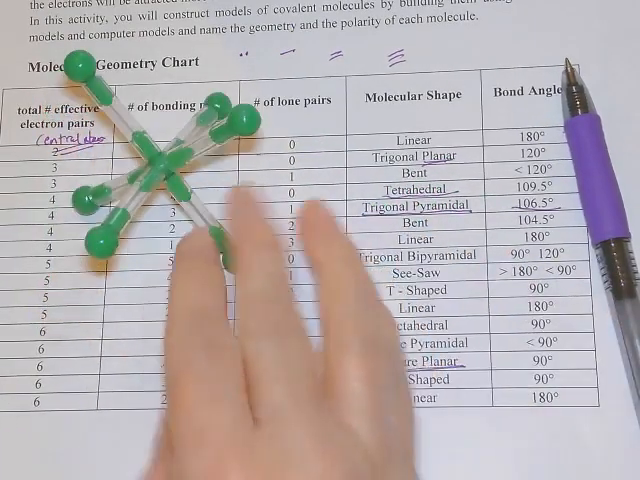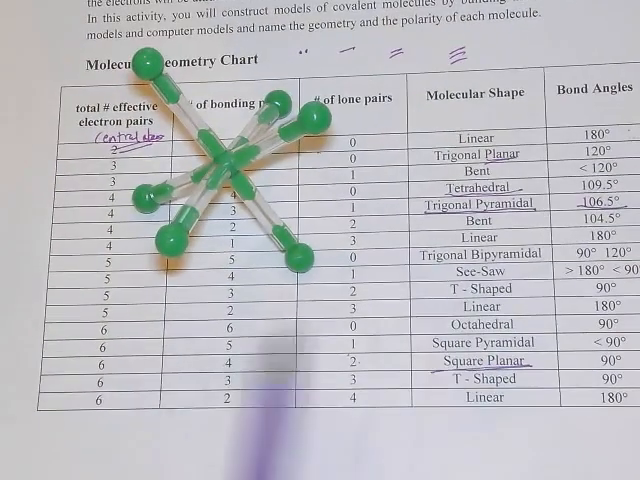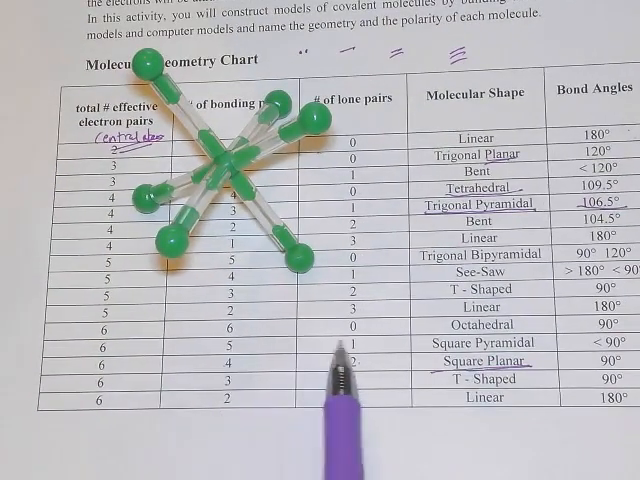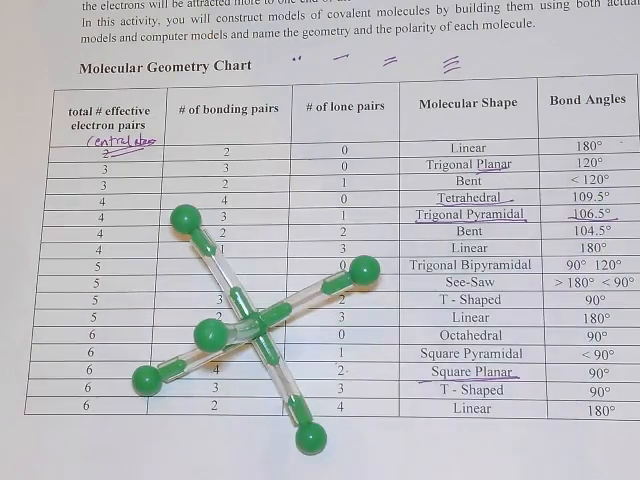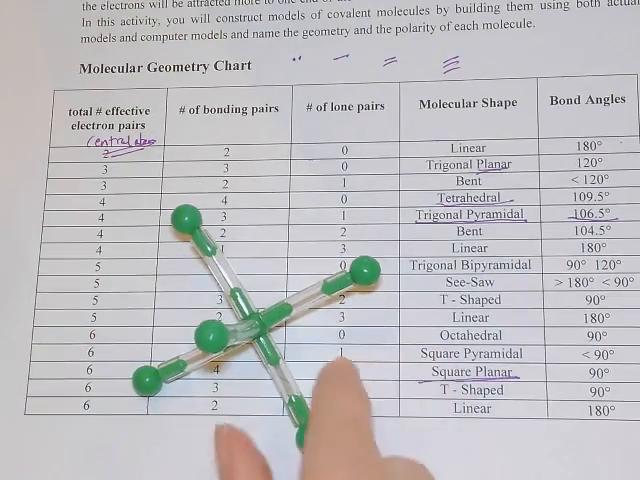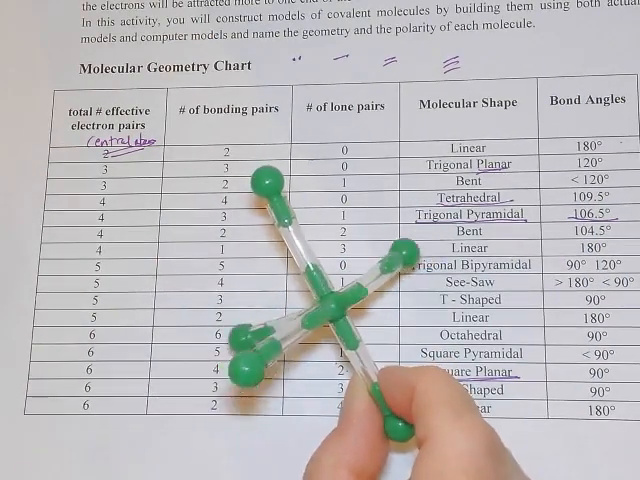So let's see what shape we get if we have six with five bonded and one lone pair. So we'll take one off of any end since they're all 90 degrees. And if we look, it says we have square pyramidal. So there's your little lone pair.